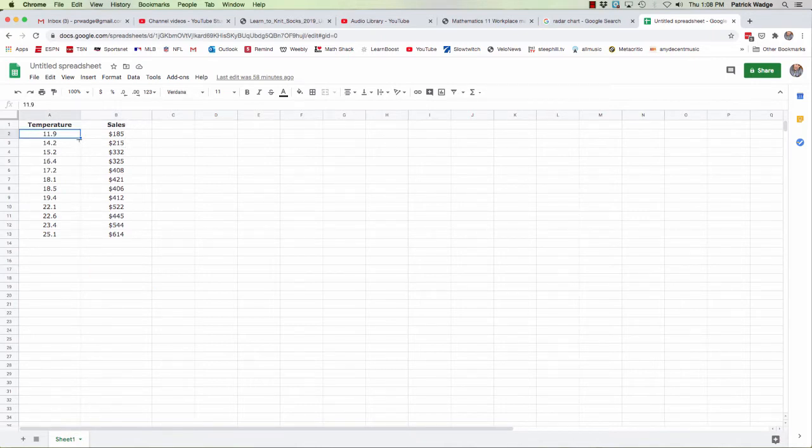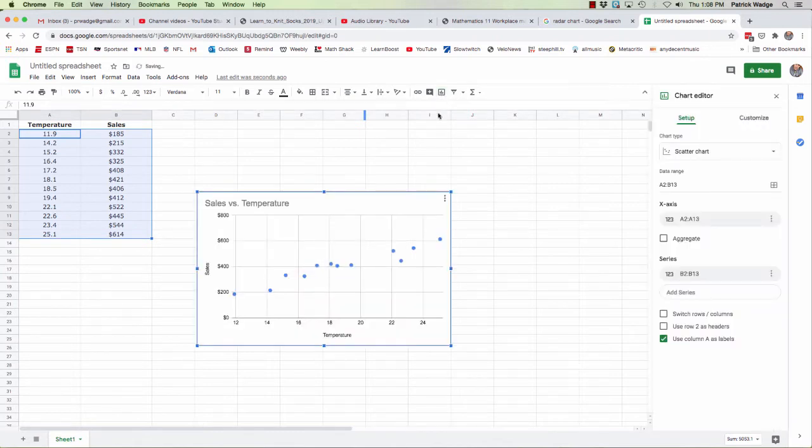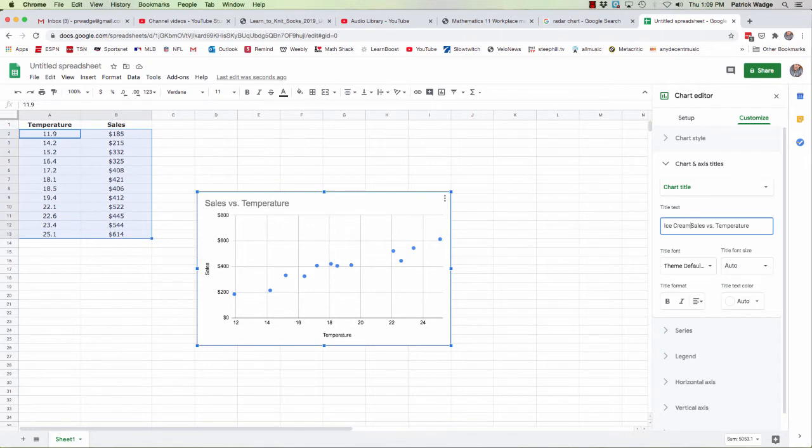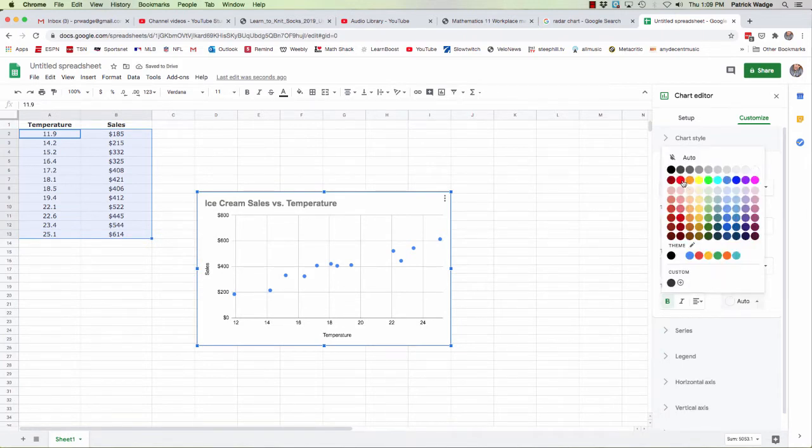So just like last time, I'm going to highlight all this. That's what I'm interested in. Then I'm going to hit the insert chart button. It gave me a scatter plot right there. Scatter chart, they call it. It looks pretty good. I might just switch a few things. I'll change the title to ice cream sales versus temperature. Bold that. Make it red.